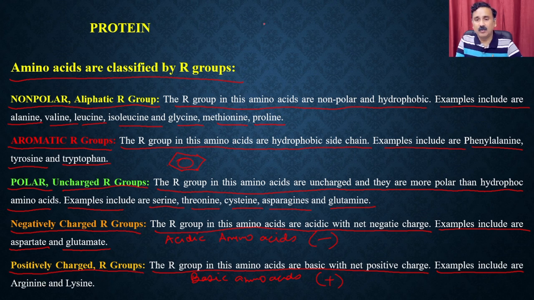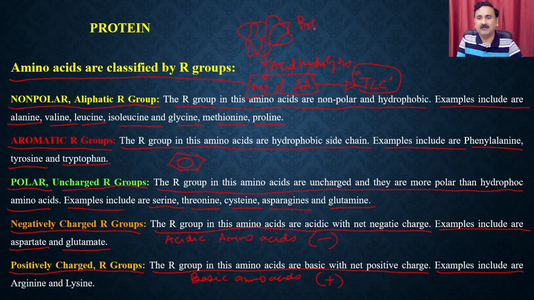Now, when you take a protein and want to know which amino acids are present, you can do acid hydrolysis. Acid hydrolysis gives you a mixture of amino acids. Once you have the mixture, you can resolve these amino acids on thin layer chromatography. Thin layer chromatography gives you a spot for each individual amino acid, and depending on the intensity and the number of spots you get from this protein, you can calculate the number of amino acids as well as the types of amino acids present in that mixture.